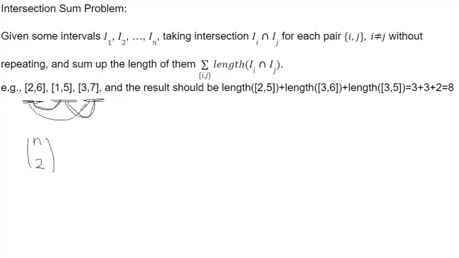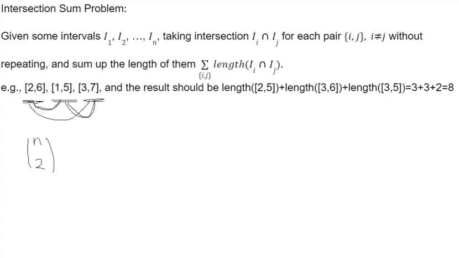Then what is the intersection? The intersection of 2, 6 and 1, 5 is 2, 5. And the intersection of 2, 6 and 3, 7 is 3, 6. And the intersection of 1, 5 and 3, 7 is 3, 5. So the lengths of them: 5 minus 2 equals 3, 6 minus 3 equals 3, and 5 minus 3 equals 2. We sum them together, 3 plus 3 plus 2 equals 8. And the final answer will be 8. Okay?